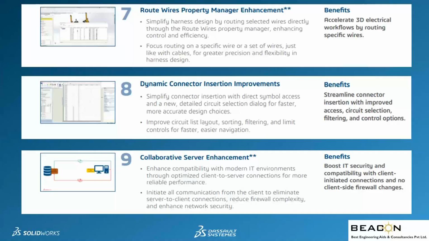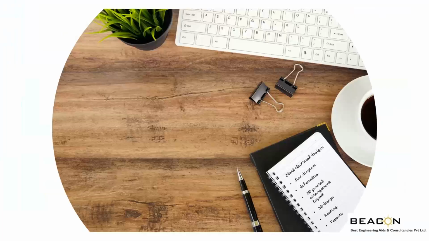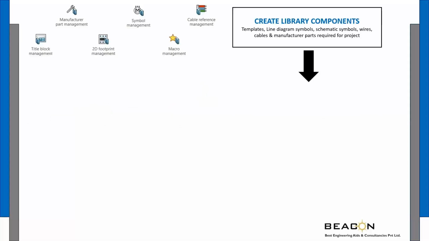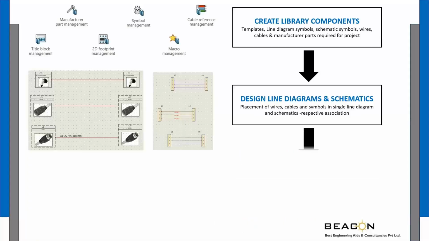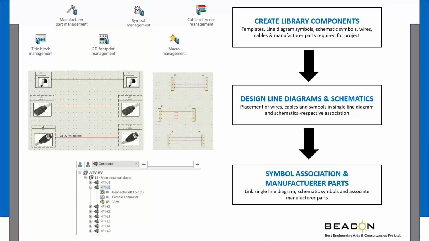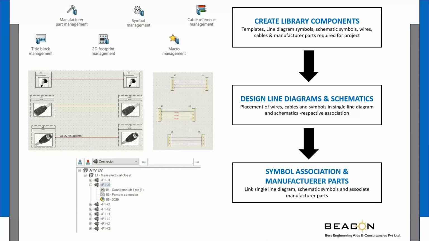So now it is a lot easier, and no client side firewall changes will be seen here. Year by year, they're trying to improve it as much as possible. So project plan, like I told you, you will be able to first create library components, then design the line diagram, schematics, symbol association and manufacturing parts. So for beginners, this could be very useful.